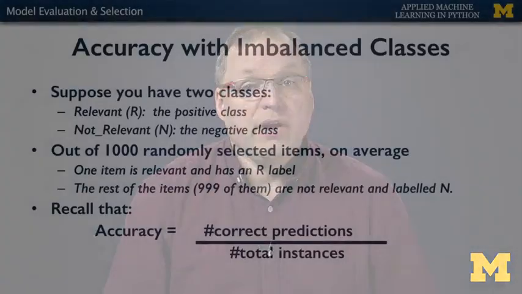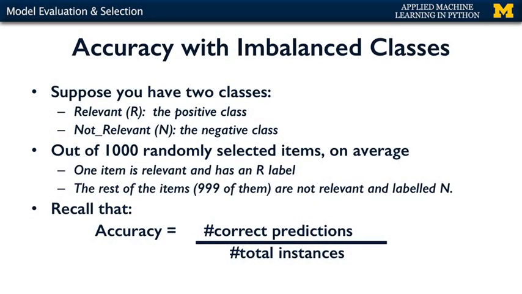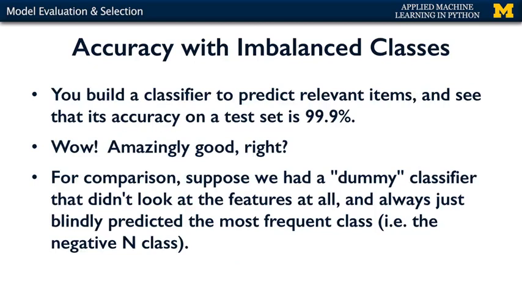In particular, let's assume that we have an e-commerce application where for every 1,000 randomly sampled product items, one of them is relevant to a user's need and the other 999 are not relevant. So recall that accuracy computed over a set of instances is just the number of instances where the classifier's label prediction was correct divided by the total number of instances. Let's suppose you develop a classifier for predicting relevant e-commerce items. And after you finish the development, you measure its accuracy on a test set to be 99.9%.